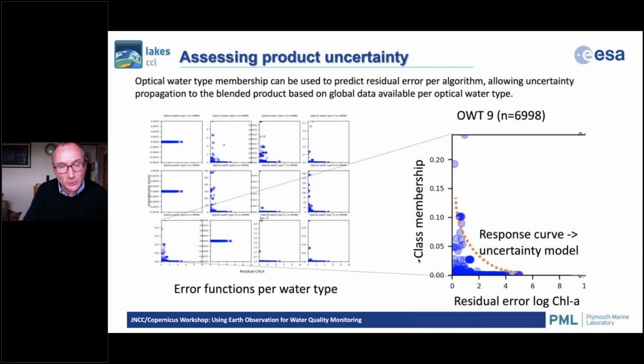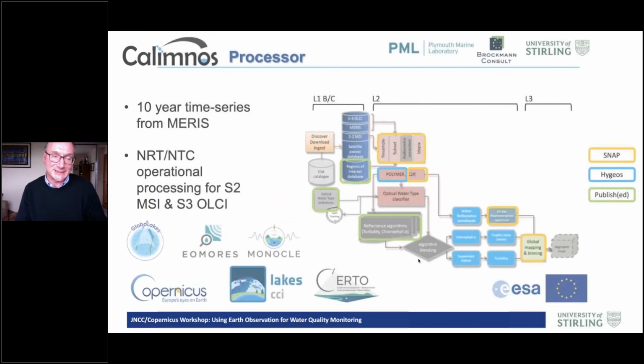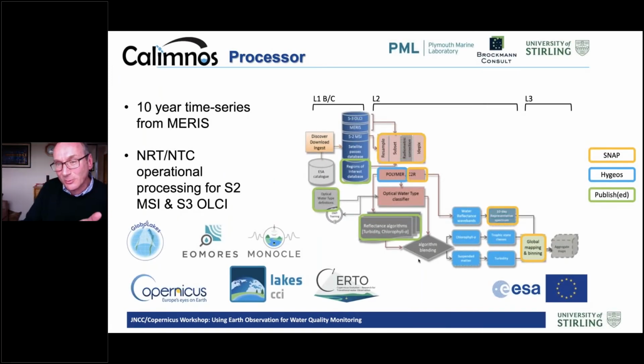So just very quickly moving on. So this has then built a processing chain, which again was a collaboration between Brockmann Consult, Plymouth Marine Lab, which has now operationalized that processing chain, and Stirling in terms of delivery of the appropriate algorithms for that. And that processing chain was then used to process 1,000 lakes globally for the MERIS time series of data for 10 years, and has subsequently now been developed also to support other European projects such as EOMORES and Monocle, again, which we'll hear more about.